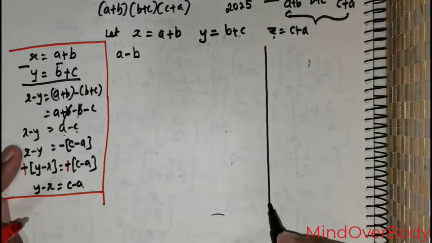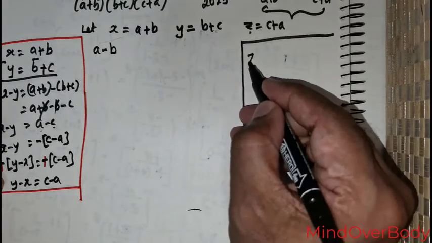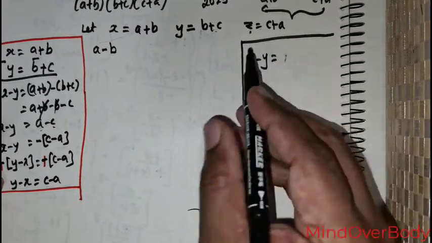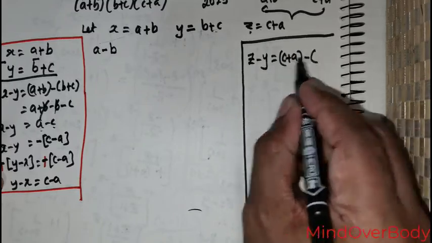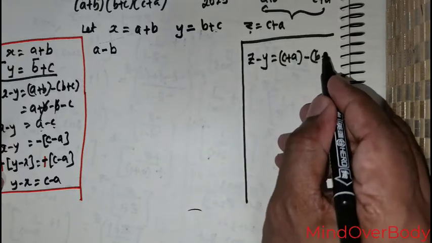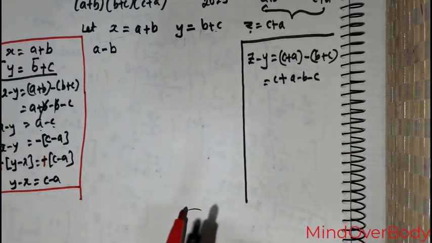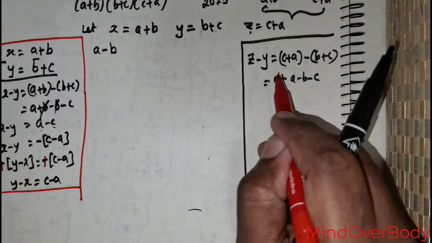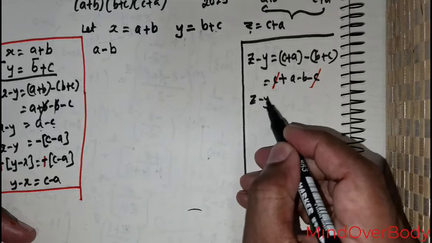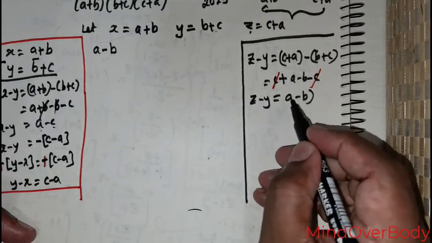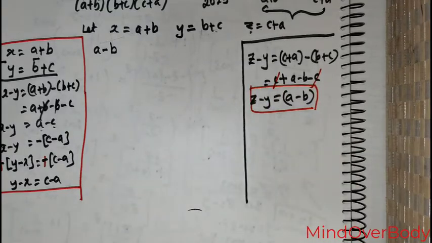So I'm going to use this space here. What I wish to do is take z minus y. So what is z minus y? z is c+a, minus y, which is b+c. So this is going to be c+a−b−c. Clearly I can get rid of the c, and that would leave me with z−y equal to a−b. So I have a value for a−b.